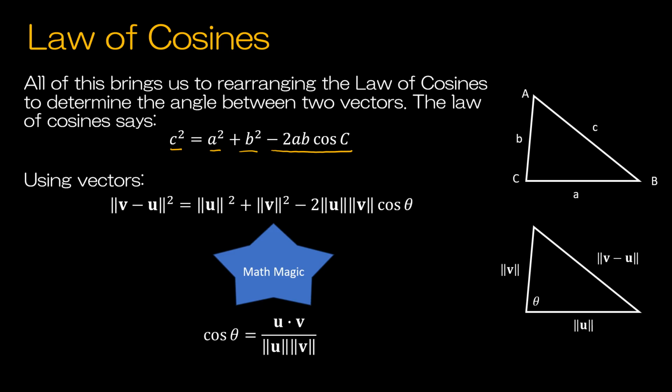It's true. So now, what if I did the exact same thing with vectors? Notice now, instead of angle c, I'm just calling it theta. Across from theta, instead of c, I've got the difference between v and u, which makes sense. We've already talked about the distance between two vectors being the norm of the difference of the vectors. And I'm replacing a with the norm of u and b with the norm of v. Notice I get something that looks very similar to the law of cosines, but now with vectors.